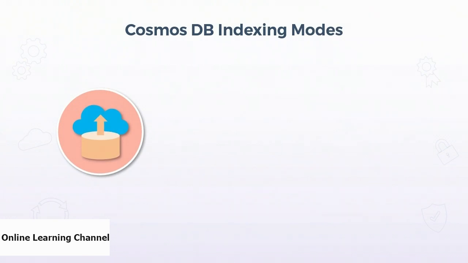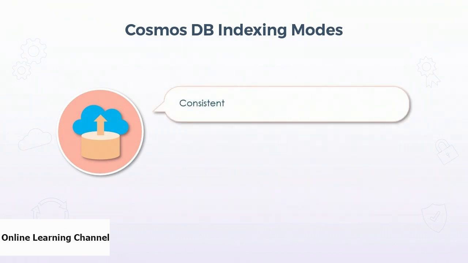Cosmos DB indexing mode. Azure Cosmos DB supports two indexing modes. It supports the consistent indexing mode, so the index is updated synchronously as you create, update, or delete items. That means the consistency of your read queries will be strong consistency, because it's updated synchronously as you create, update, and delete items.